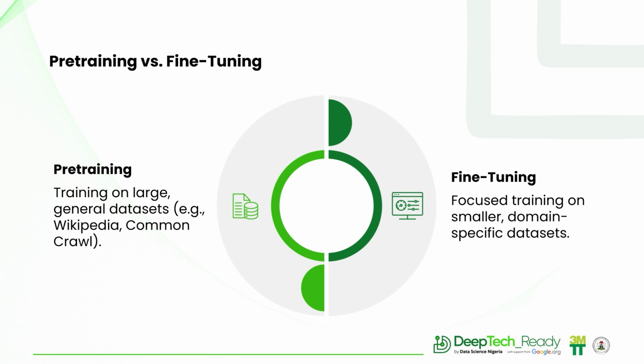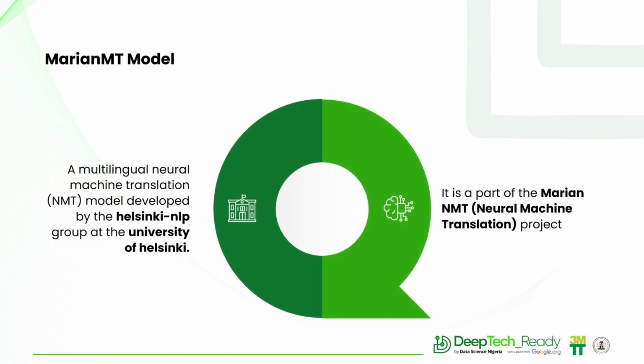Let's now talk about the MarianMT model, which is a multilingual neural machine translation model developed by the Helsinki NLP group at the University of Helsinki. It is part of the broader Marian project, which is an open source initiative for machine translation.